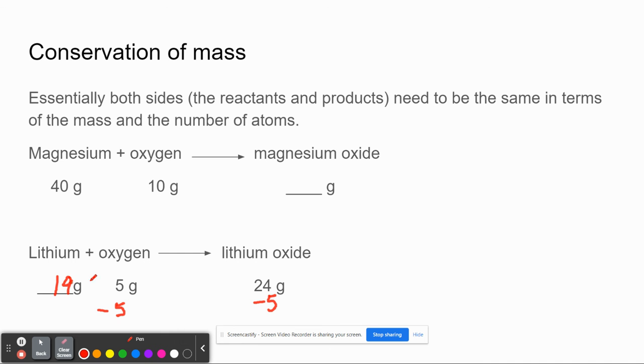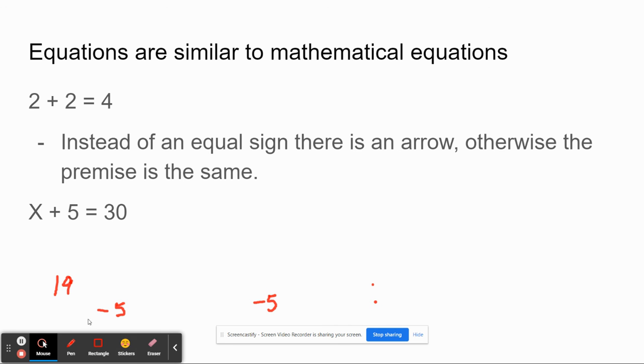Ooh, that's a rough-looking 9. I don't know how to change. There we go. This is new. I'm doing this as we go. There we go, clear screen.